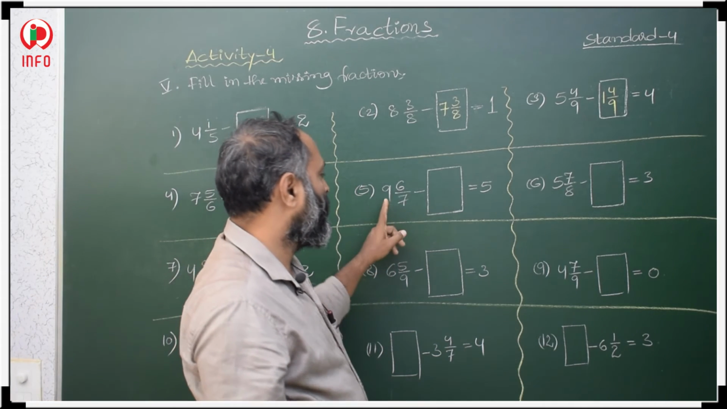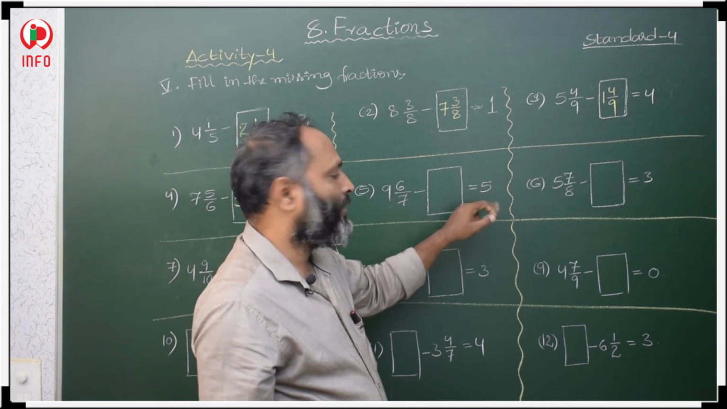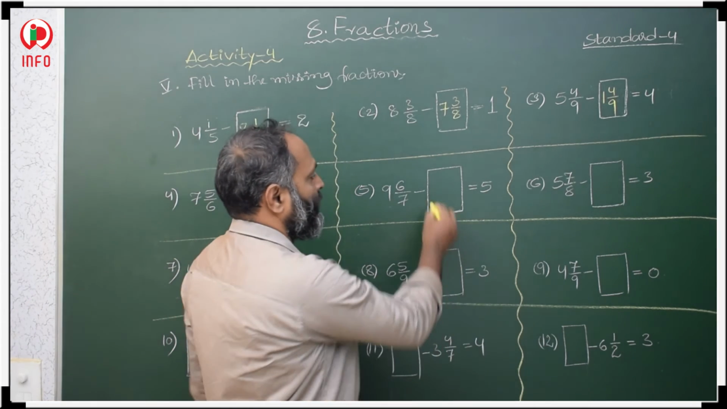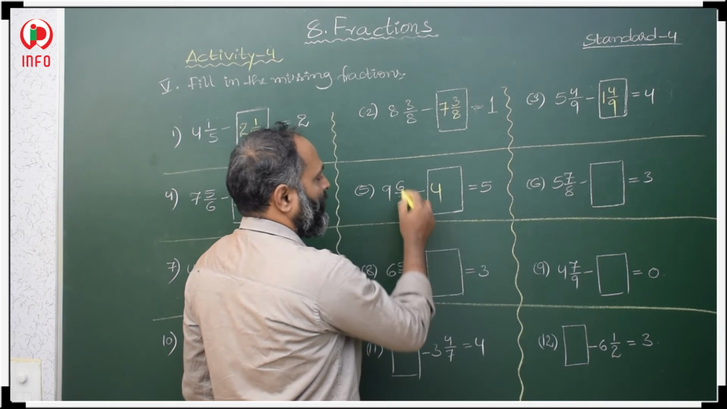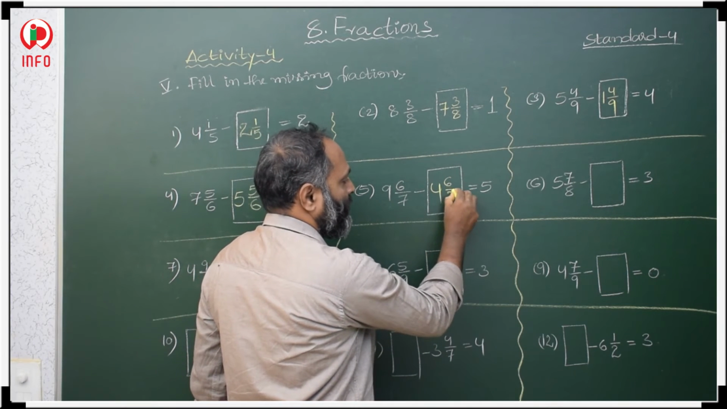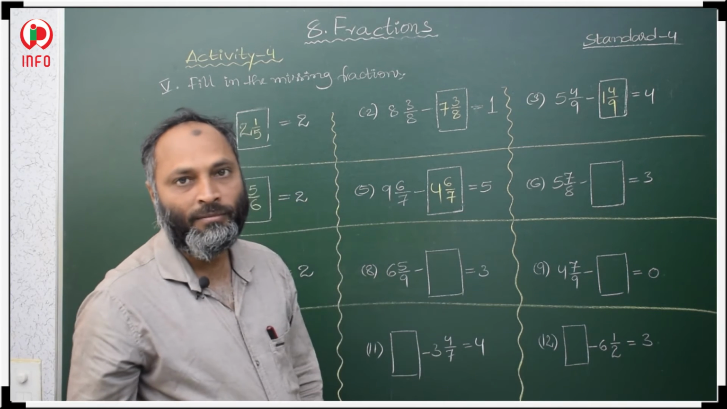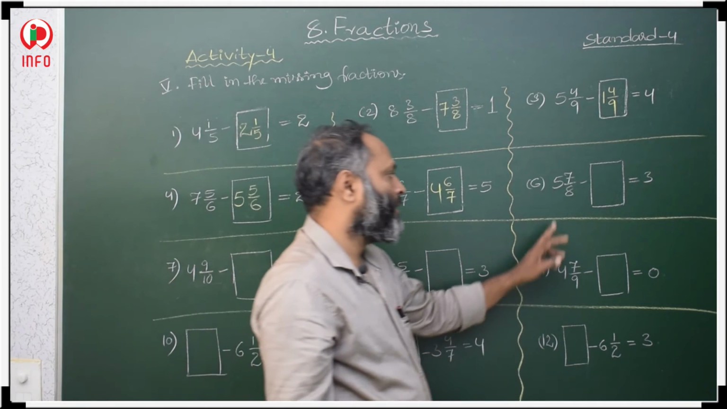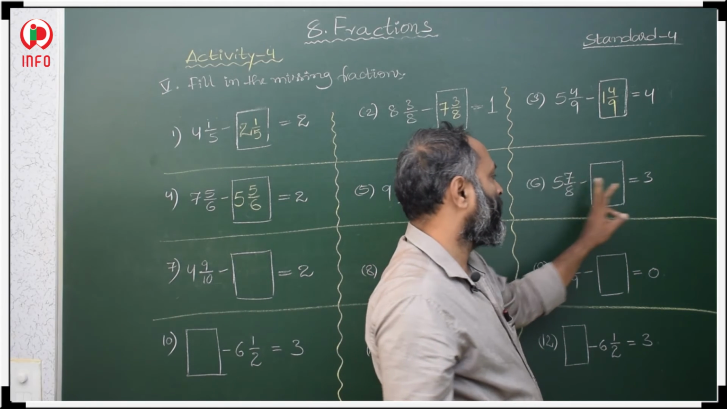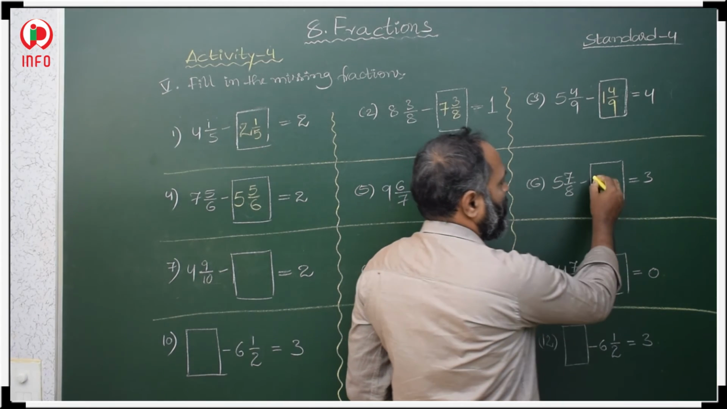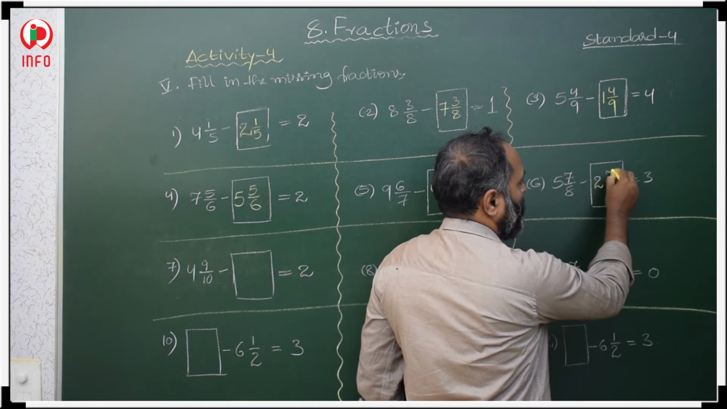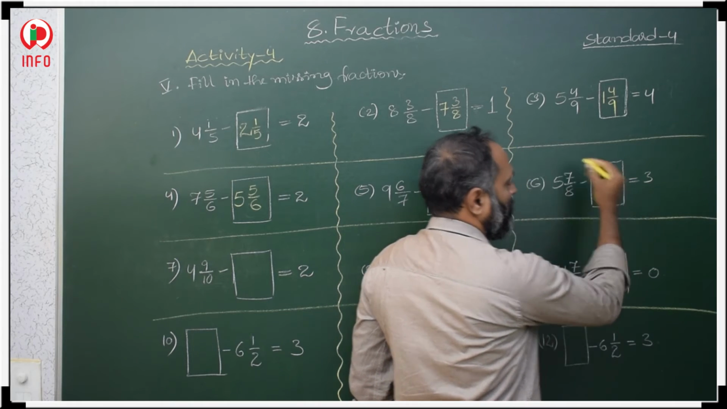Then here the whole part is 9 and here the whole part is 5. 9 minus 5 is 4. So that 4 we have to write. Then this fraction we have to write, 4 6 by 7. After that, whole part minus whole part. 5 minus 3 is 2. 2 7 by 8.